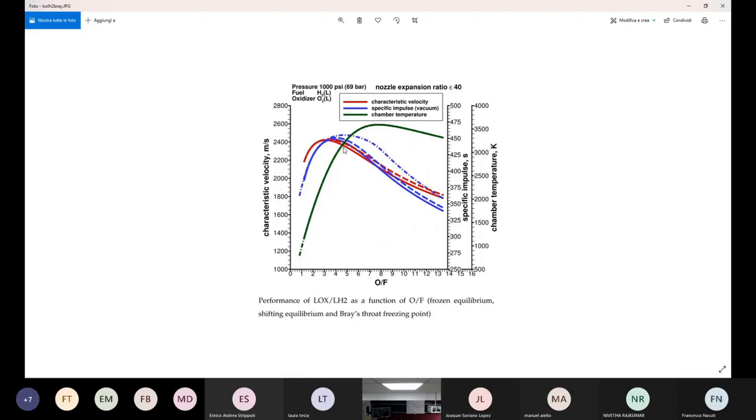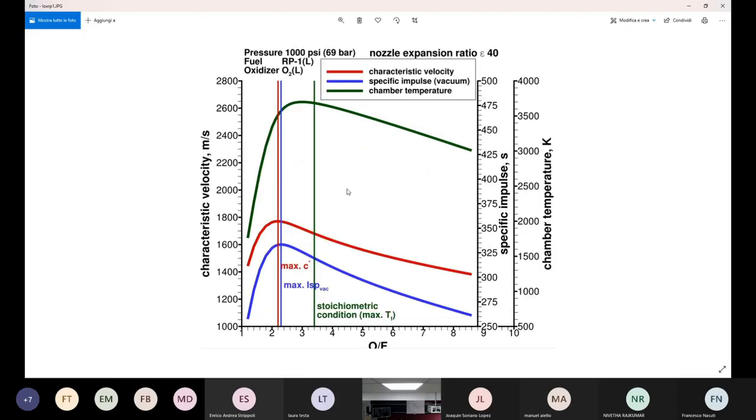It's clear that you are at a lower value, at about 4, with respect to the maximum of temperature at stoichiometric condition. See here the stoichiometric condition again. This is RP1 and O2. And you see that here the maximum of C star and the maximum specific impulse are very close to one another. And again, we have a maximum of specific impulse which is at slightly higher values with respect to what you see for the characteristic velocity.